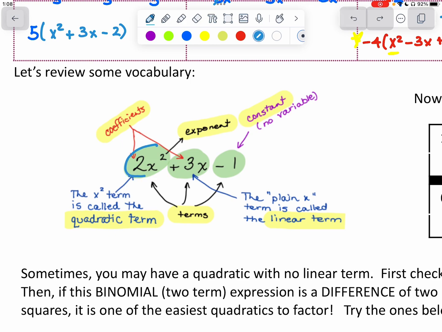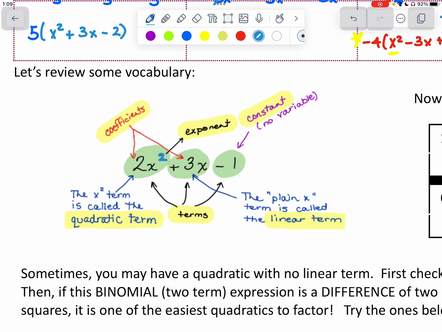This x squared term is called the quadratic term because it is a quadratic. It's a second degree. That's what a second degree term is called. The middle term is called the linear term. It's the plain x, the x with the exponent of 1. And then the last term with no variable is called the constant because it doesn't have a variable. It doesn't vary, so therefore it's constant.